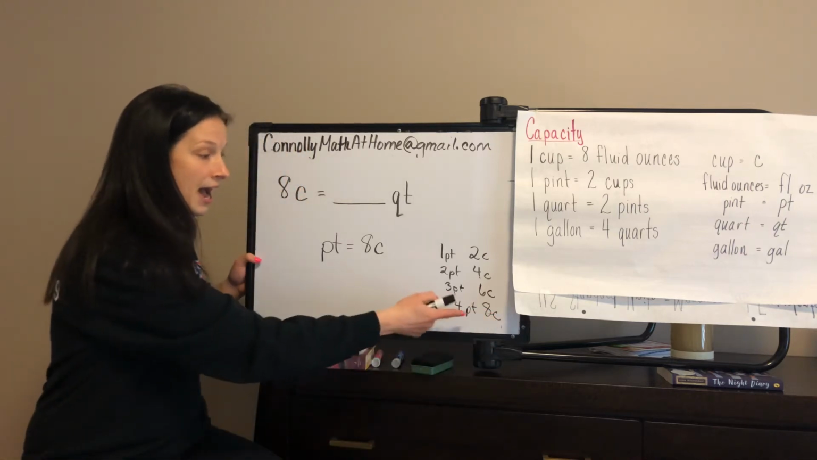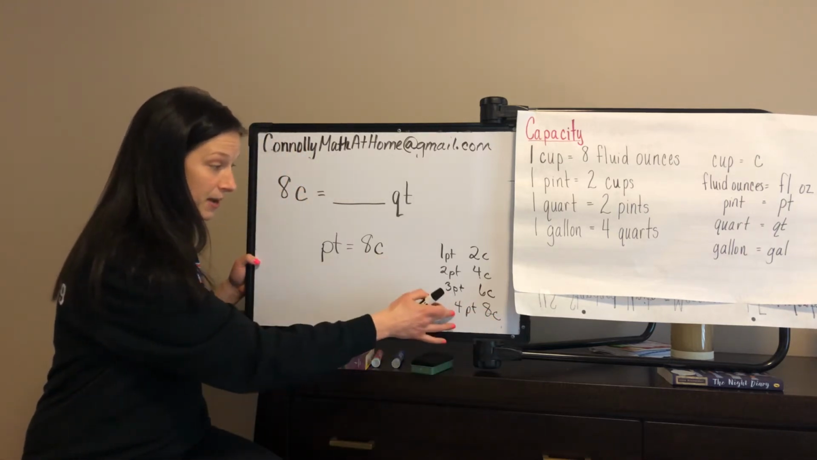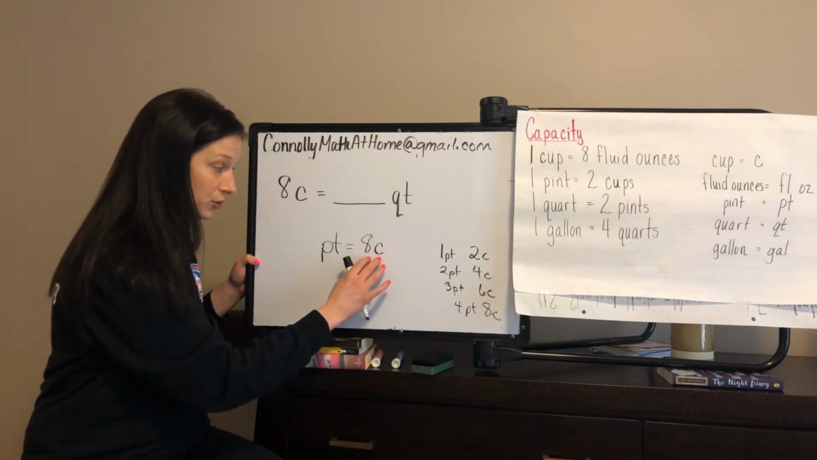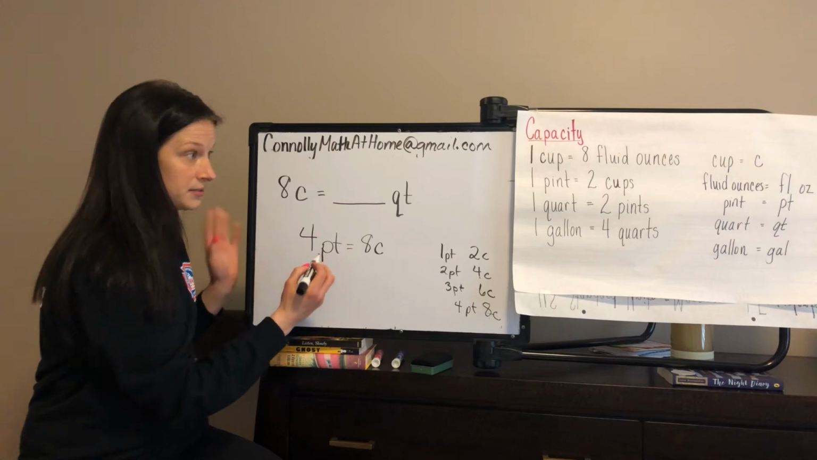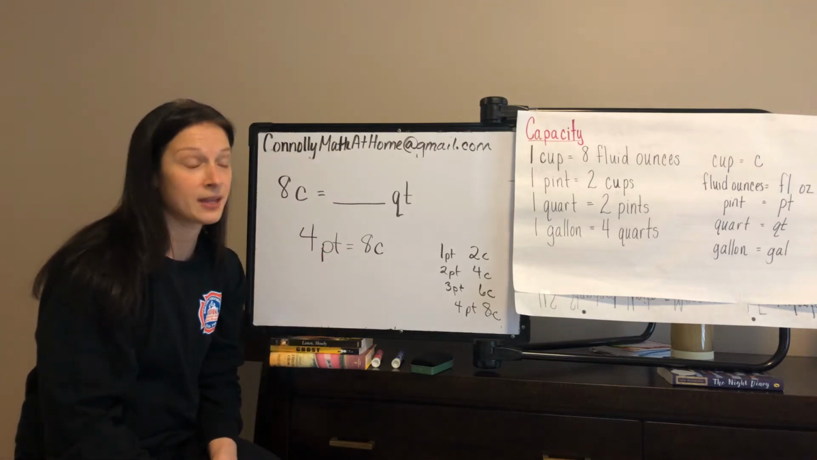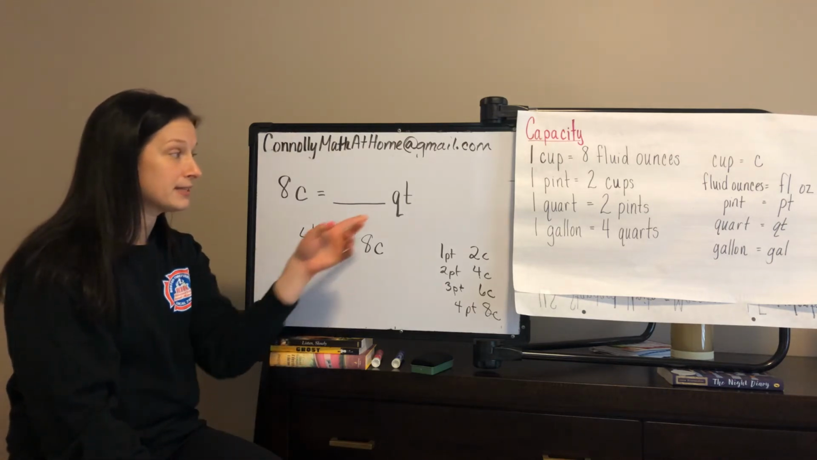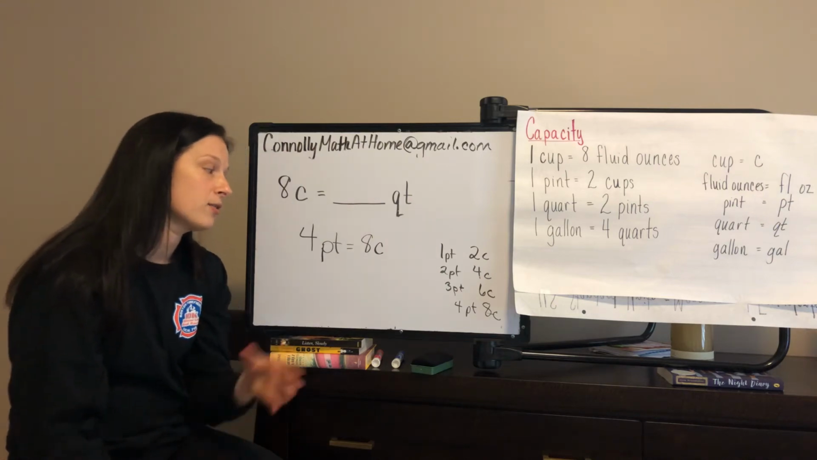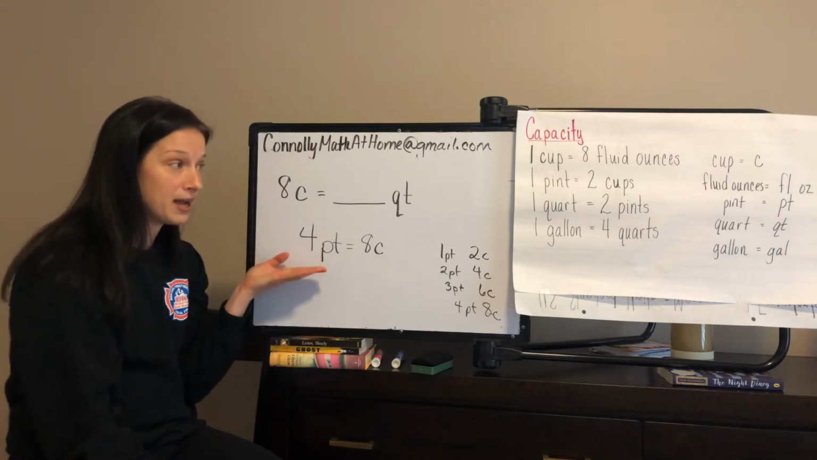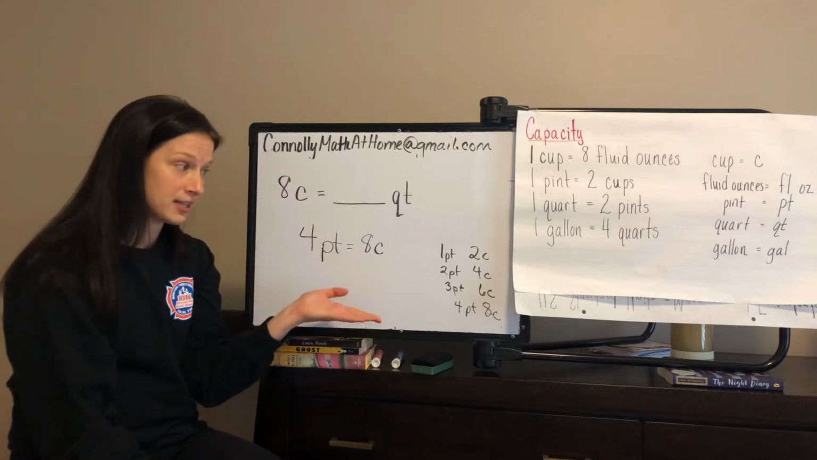So if I have 8 cups, how many pints is it? 8 divided by 2 gives me 4 pints. Okay? So we went from 8 cups to 4 pints. We're still not there yet though. We need to figure out now, if I have 4 pints, how many quarts is that?